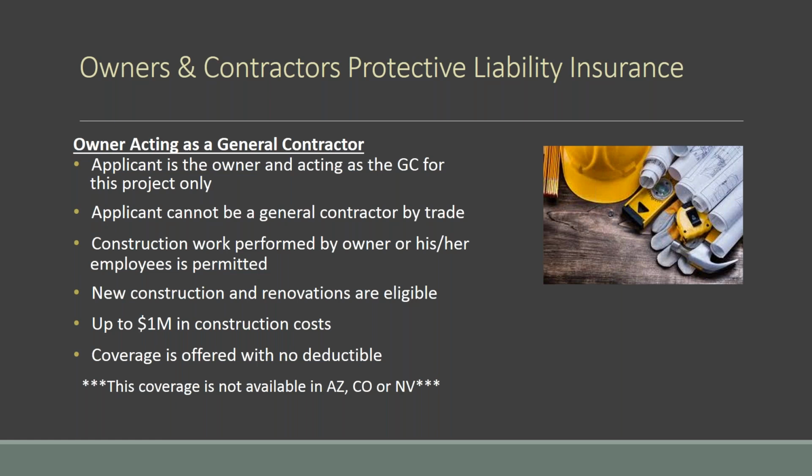And the owner that is acting as the general contractor cannot be a GC by trade. He or she cannot have a general contractor's license in order to be eligible for this liability coverage. The carrier will write up to $1 million in the project cost, and there is no deductible under this program. And this is fine for new construction and renovation projects. And that's really all I have on the slide.